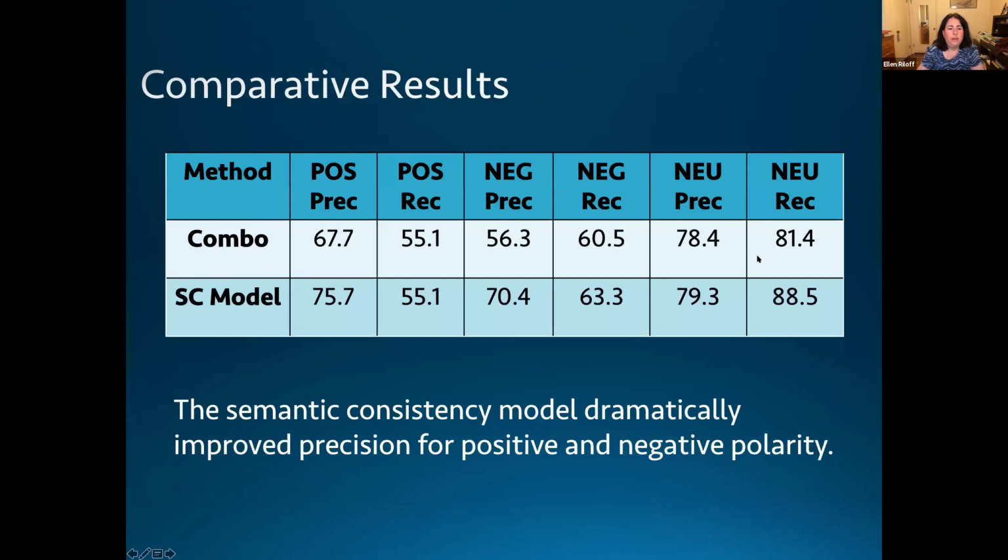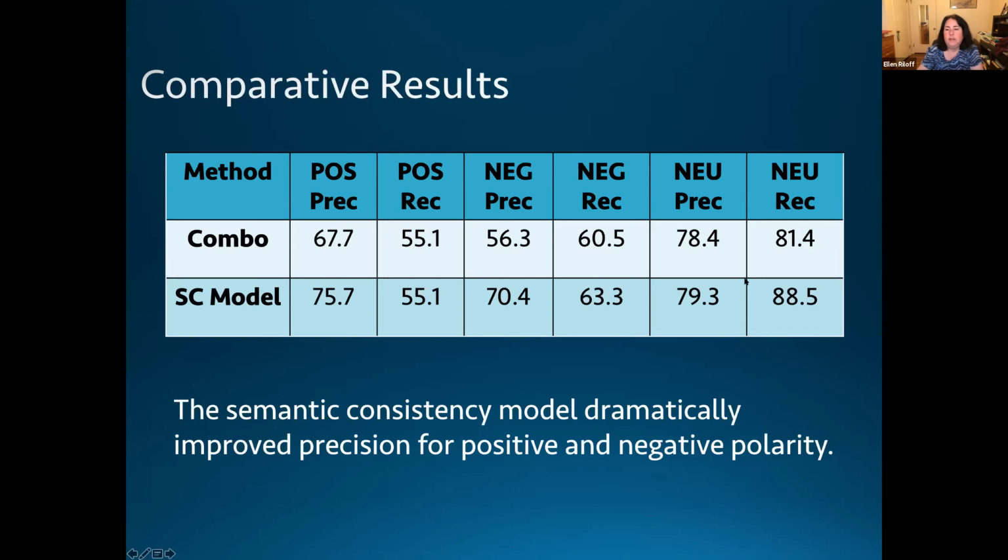So here we have, for the combo method, which is the sentiment resources and our semantic consistency model, the recall and precision over positive polarity, recall and precision over negative polarity, and recall and precision over the neutral polarity. And what you see here is that recall really didn't change that much, but precision has really improved. Right? So the positive polarity precision went from about 68 to 76. Negative precision went from 56 to 70.